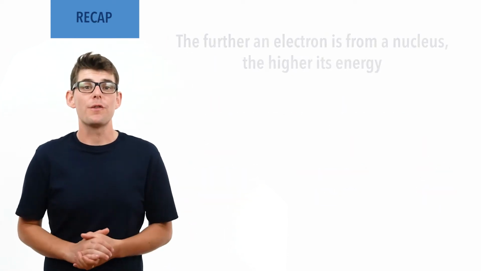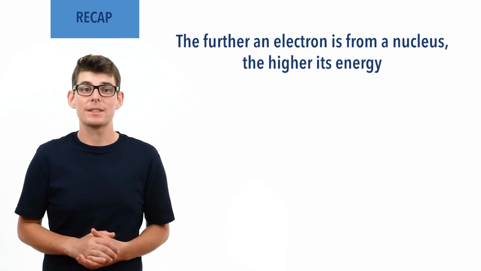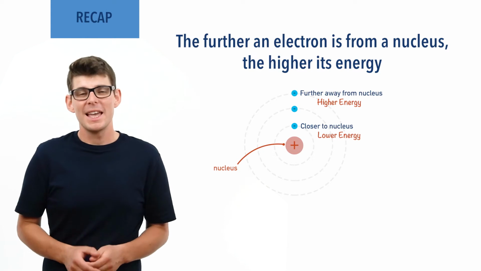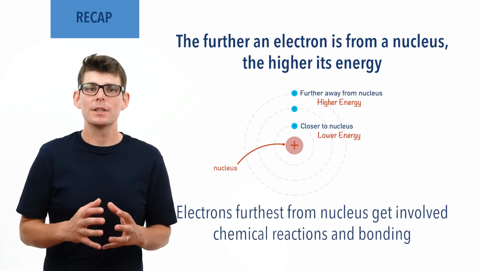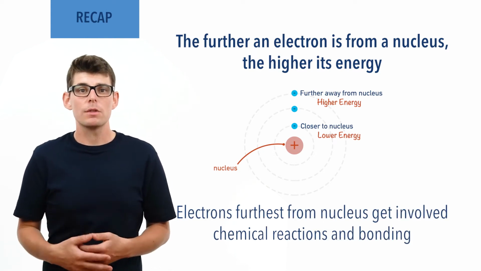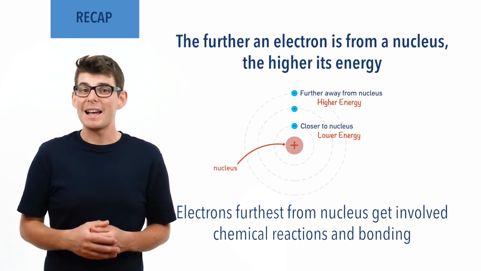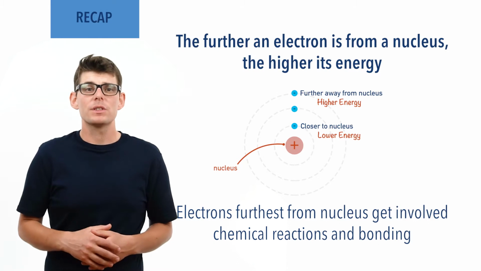Because of this, the further electrons are from the nucleus of an atom, the higher their energy and the more unstable they become. It is the electrons furthest from the nucleus in an atom that get involved in reactions and bonding between two atoms. These electrons are called the outermost electrons and make up the surface of an atom.